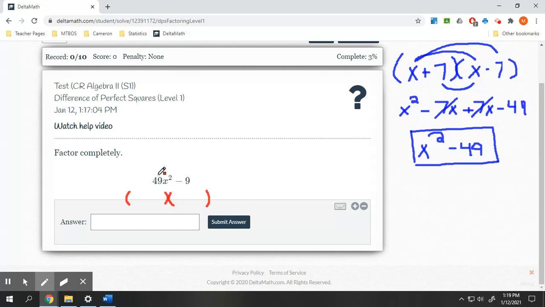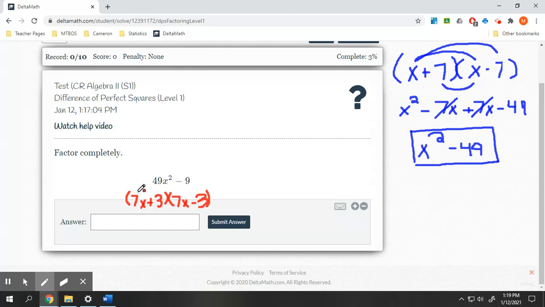So let's talk about 49 first. 49 is 7 times 7. My x squared is going to be an x and an x. Now, in order for that middle term to cancel out, I'm going to need one to be positive and one to be negative. Then finally, 9. What times itself is equal to 9? That would be 3. So I have 3 and 3.